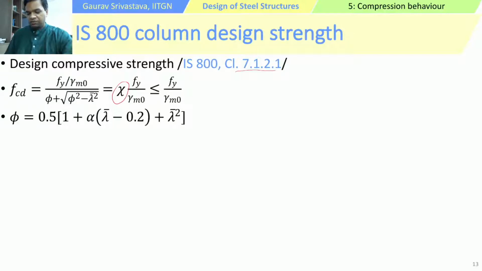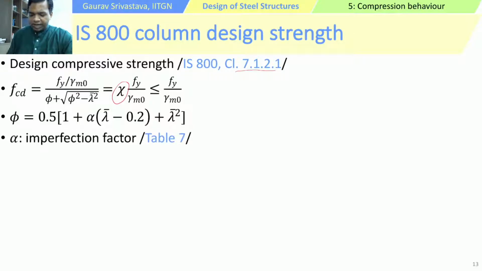And if you are curious about where these things are coming from, it will be useful to look at the derivation of the Perry-Robertson approach. In the previous session I showed a link to a set of lecture notes which you can refer to for the derivation, and from there it will become clear how these expressions are coming out. Now this alpha is an imperfection factor which is given in table 7 of the IS 800. Chi is called the stress reduction factor.